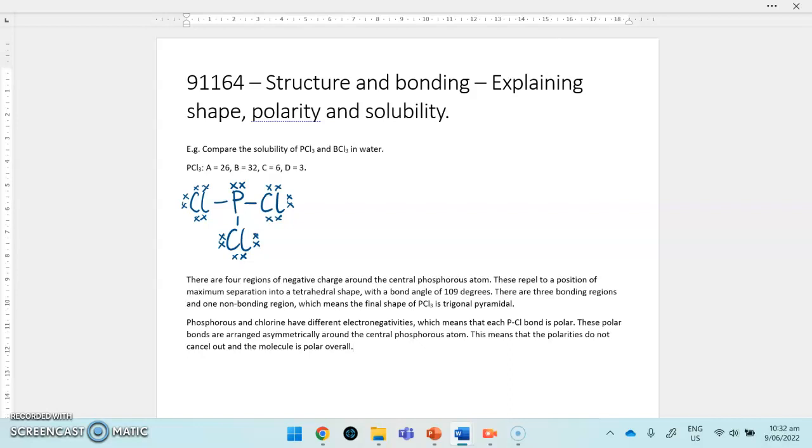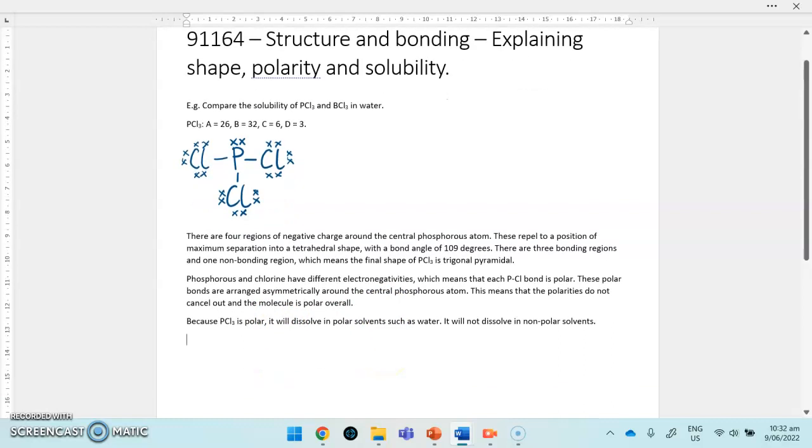Okay, what this means in terms of solubility is that because PCl3 is polar, it's going to dissolve in polar solvents such as water. Alright, so that's PCl3. We've explained the shape, we've explained the polarity, and we've explained the solubility. Now let's have a look at BCl3.